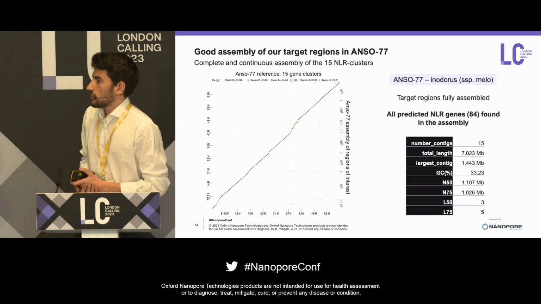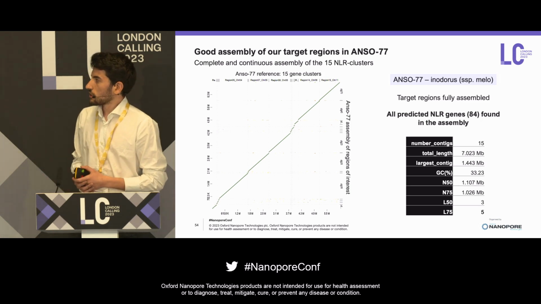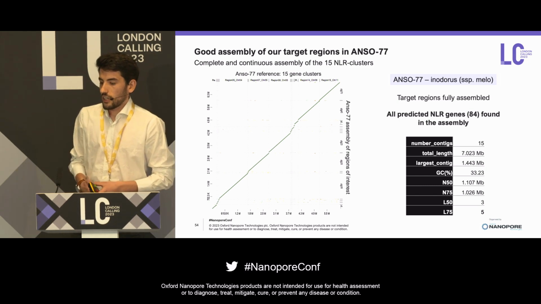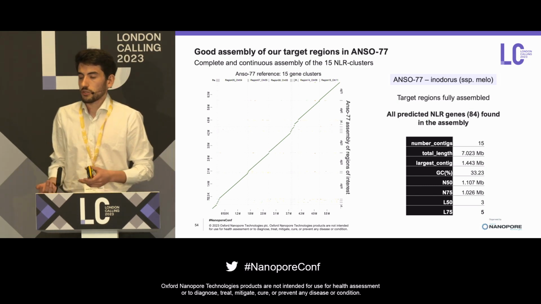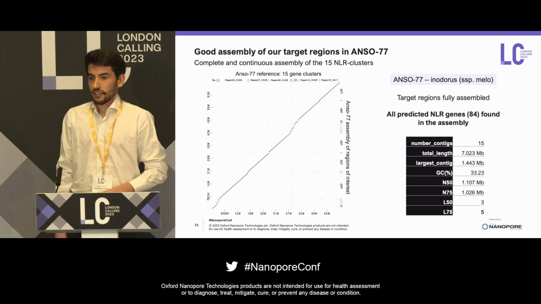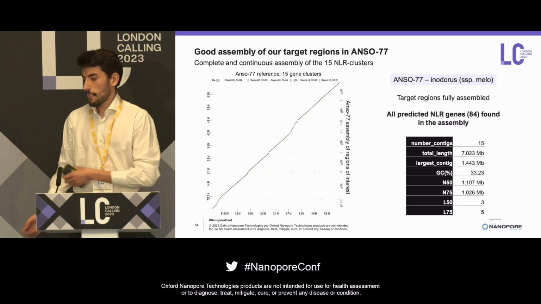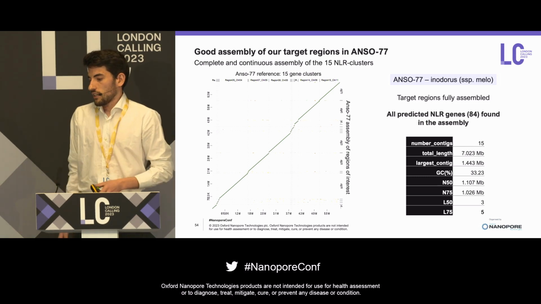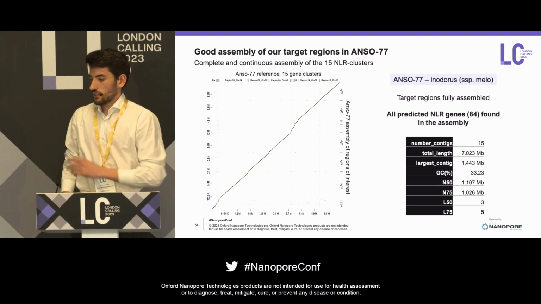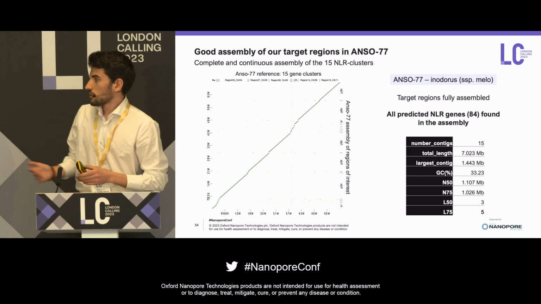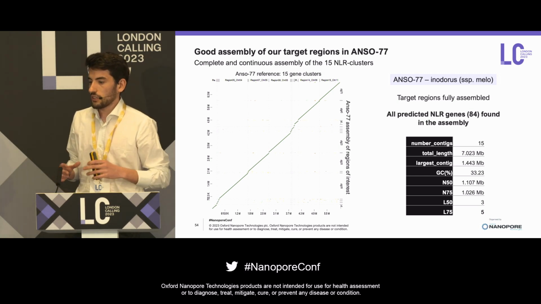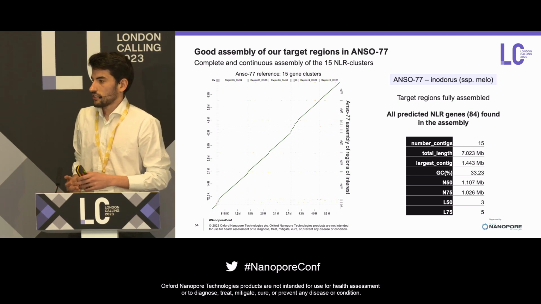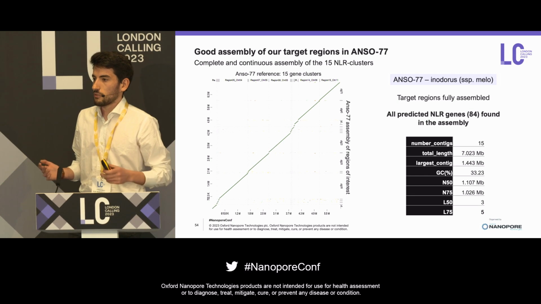And if we talk about the assembly, here I show the assembly of the reference of ANSO, and we can see that we get a highly complete and continuous assembly that is also very accurate with the recently released Kit14. So we practically don't get any polymorphism with the reference. And what is most important to see here is that in the assembly that we generate, we find all the predicted NLR genes that are also found in the whole genome assembly.